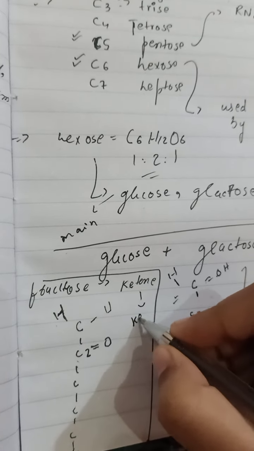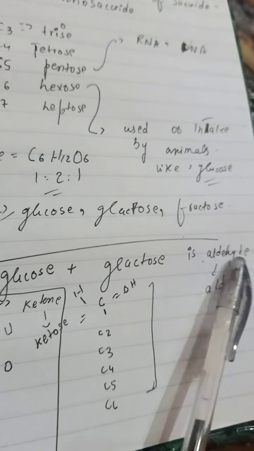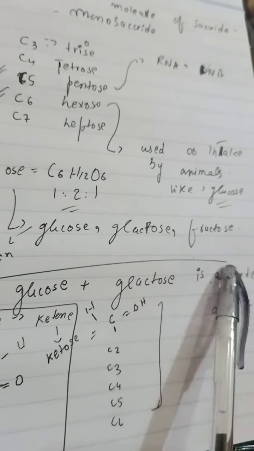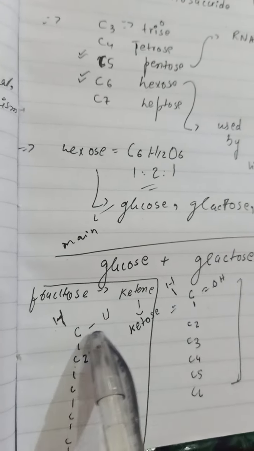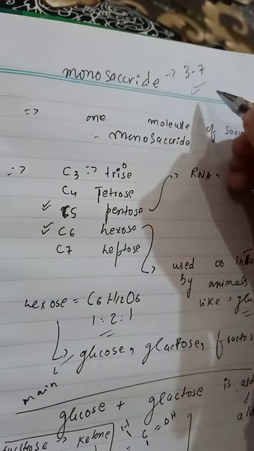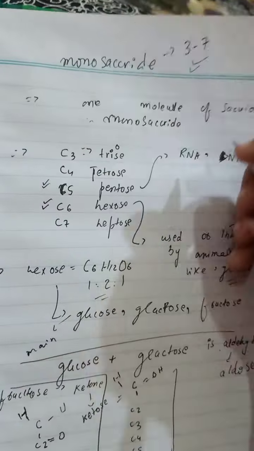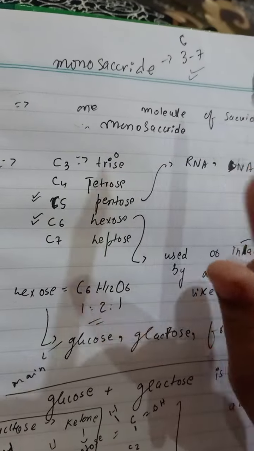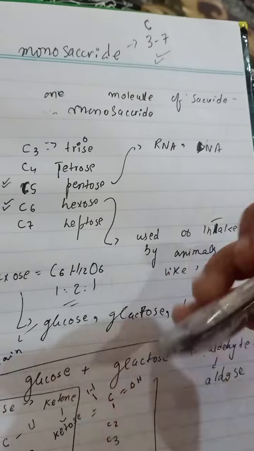Ketone is also called ketose. Here you can see that glucose and galactose are aldehyde because they have a double bond of oxygen with carbon number 1, and fructose is ketone because of the double bond of oxygen with carbon number 2. Must remember this. So we are done with the monosaccharide. These are made up of one molecule of monosaccharide. One molecule of saccharide is called monosaccharide.